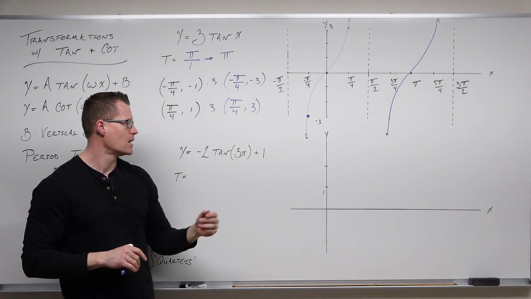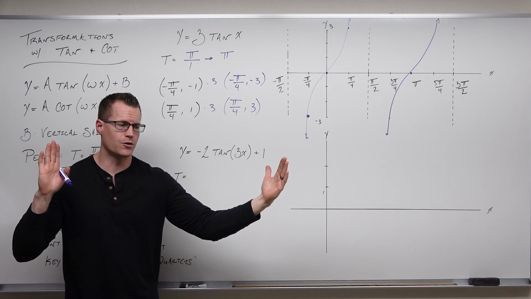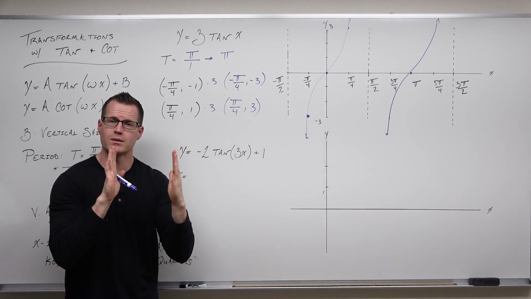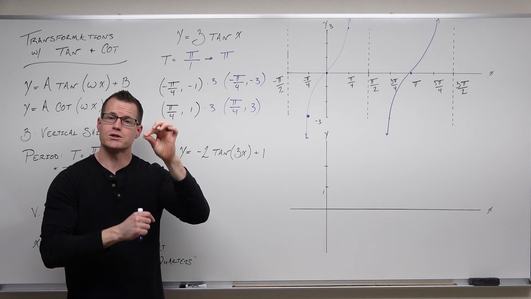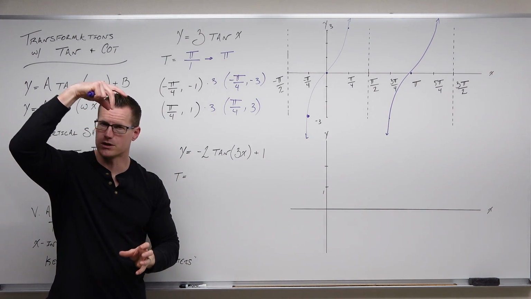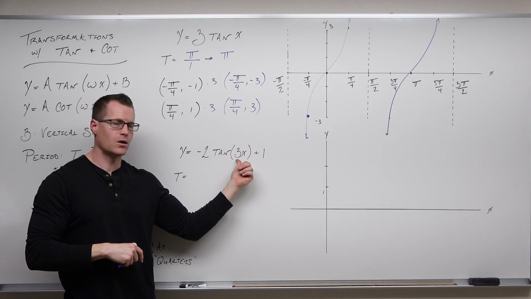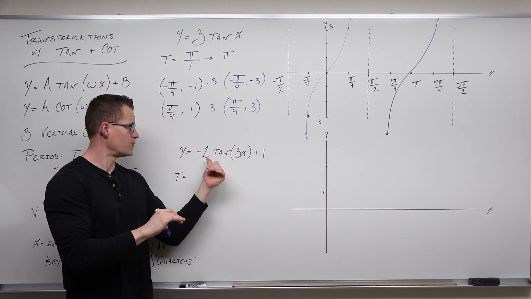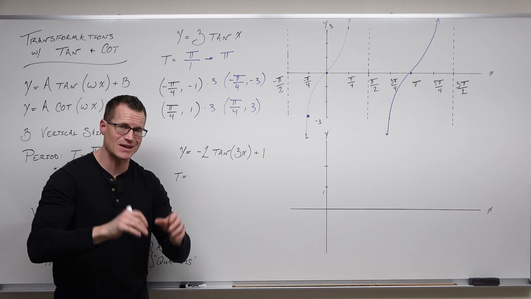We'll get to that in a second. But that's going to shorten this period. What that means is it's going to horizontally compress this graph. What's that -2 do? That -2 is going to reflect this and vertically stretch it. So there's 4 transformations here. Up 1, horizontally compressed, vertically stretched, and then reflected. I hope you're seeing that. Let's go ahead and do it now.